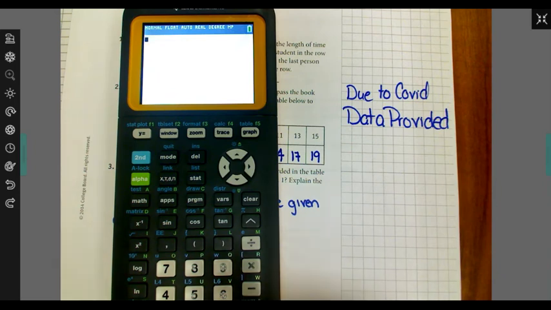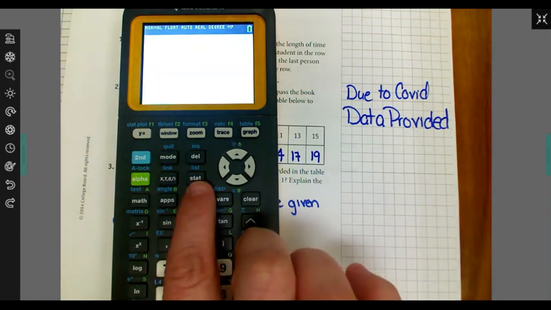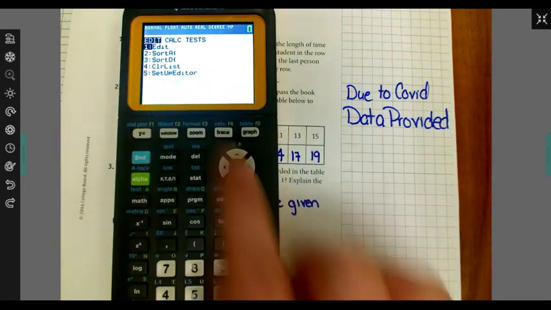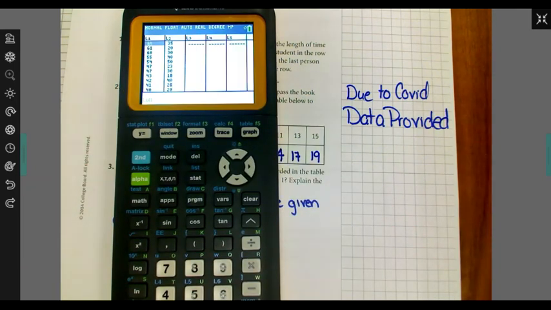Let's take a look at this. I'm going to show you how to input data in our calculator. We're going to go to Stat. We're going to go to Option 1, which is Edit. And see how it's got data in there? We need to clear the data out.